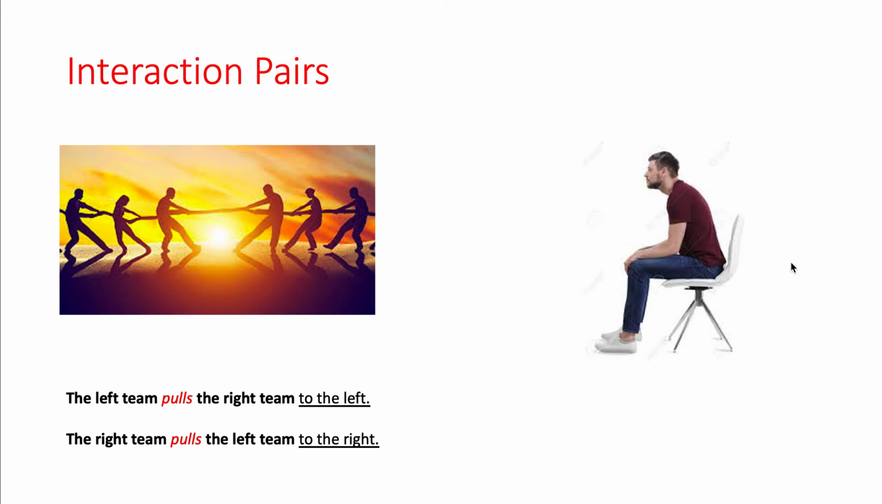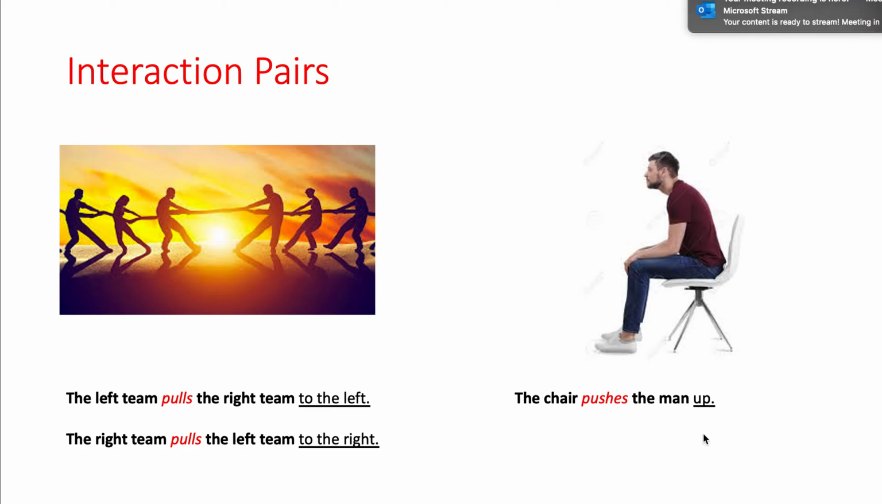Let's look at this man sitting on the chair as well. Okay, in this case, we're thinking about the force between the chair and the man. The chair, which is object A, pushes the man, object B, up. Notice we're using the verb pushes here, so we're interested in pushing forces. Well, the opposite of that is going to be the man pushes the chair down.